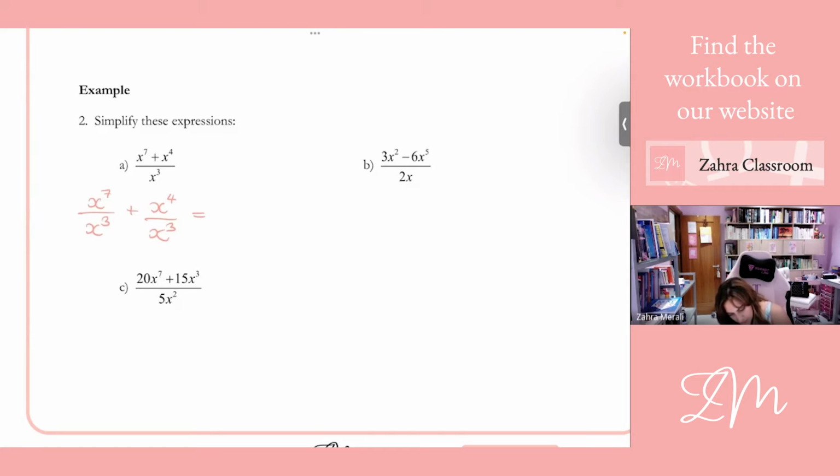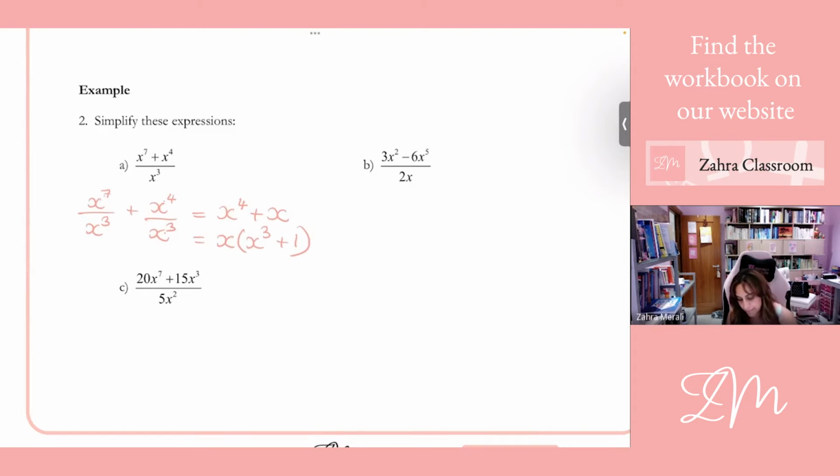So here we've got 7, take away 3 to give us 4. And we've got 4, take away 3 to give us 1. Right? So that simplifies to x to the 4 plus x. Okay, so let's take the next one. And if we really wanted to make it look nicer, we could take x outside the bracket and you'd have x cubed plus 1, if you wanted to factorize as well, but we'll do that later, that's just for completeness' sake.